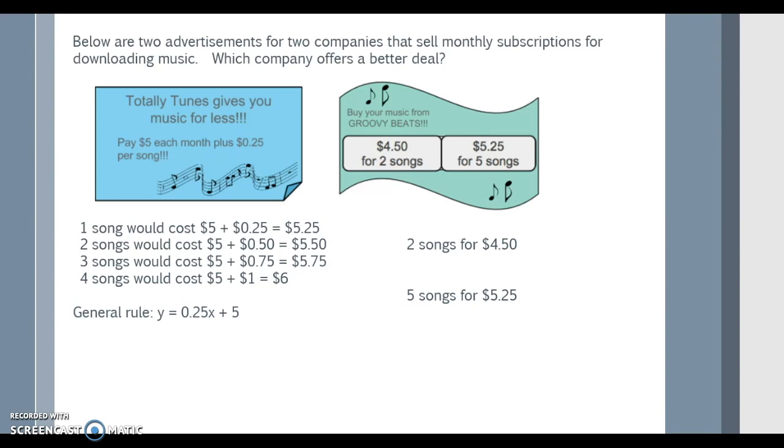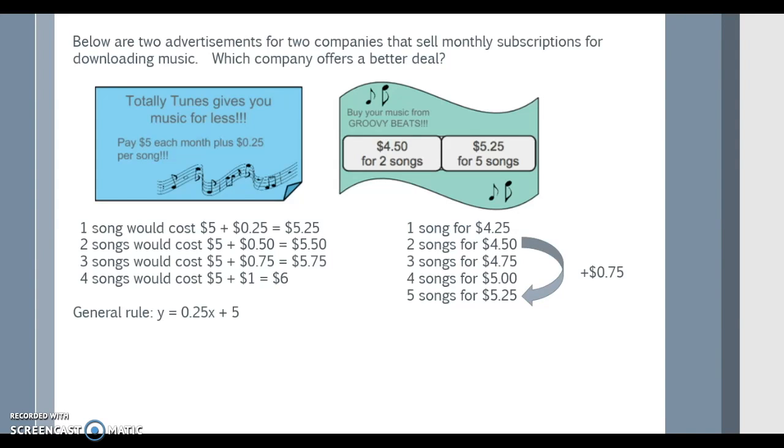Now, when I look over at Groovy Beats, I see that I have 2 songs for $4.50 and 5 songs for $5.25. This is an increase of 75 cents. So the difference between 4.50 to 4.75, 4.75 to 5, and 5 to 5.25, incrementing between 2, 3, 4, and 5 songs, would have to mean that there would be 25 cents in between each song.